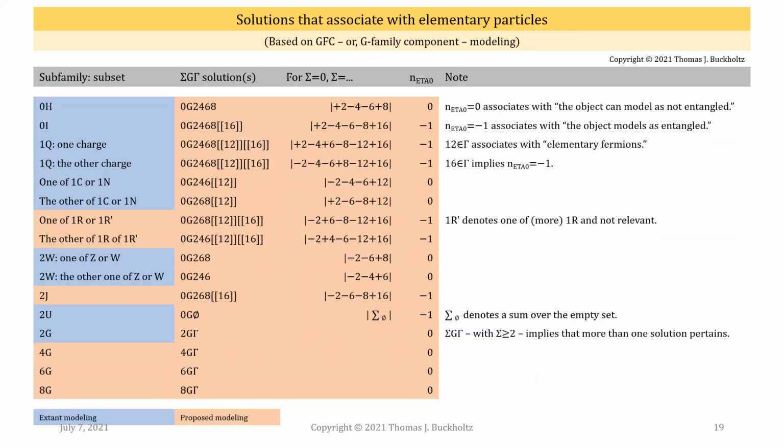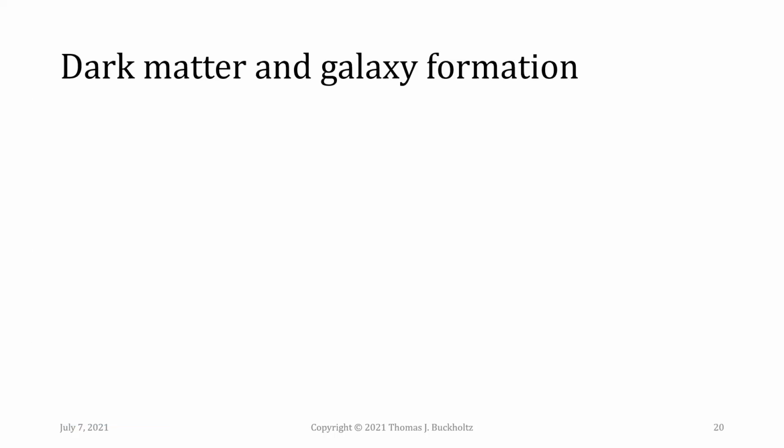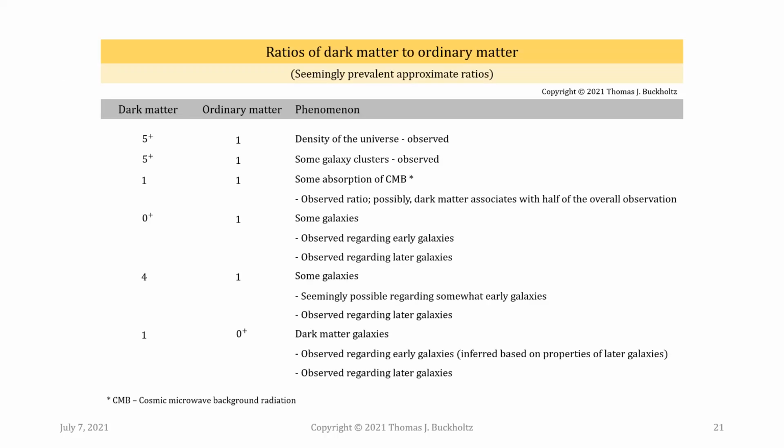This chart shows solutions to double-entry arithmetic equations that associate with all of the elementary particles to which proposed modeling points. Each of the rows 2G through 8G associates with more than one solution. The parameter n sub eta0 associates with whether the relevant particles can model as not being entangled. Let's return to the topic of dark matter. Let's also discuss galaxy formation.